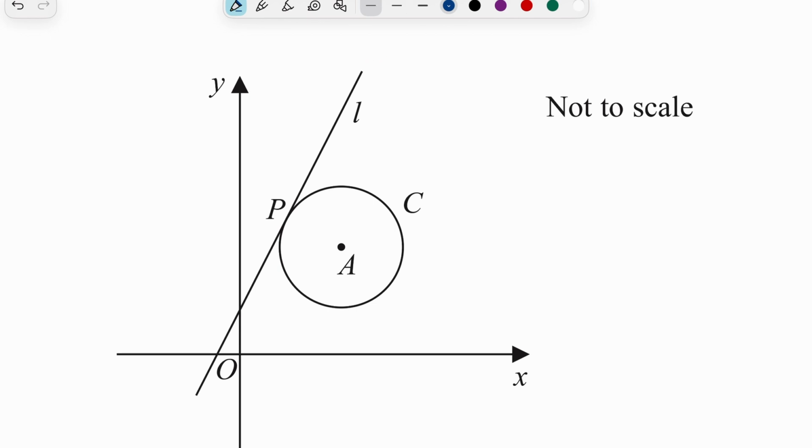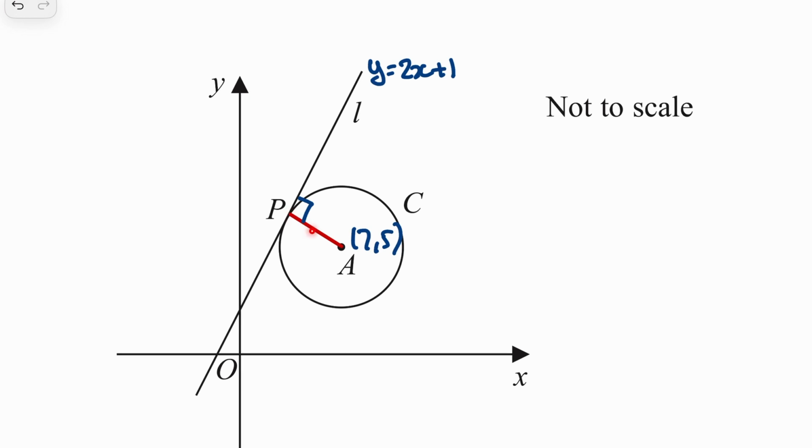We're told that the line L is y = 2x + 1. And the centre of the circle is 7, 5. We want to work out the equation of a line from P to A. And because the line L is a tangent to the circle, the angle between the line and the radius will be 90 degrees. So that means PA is perpendicular to the line L. And because it's perpendicular, its gradient will be the negative reciprocal of the gradient of L. So this will be negative 1/2.